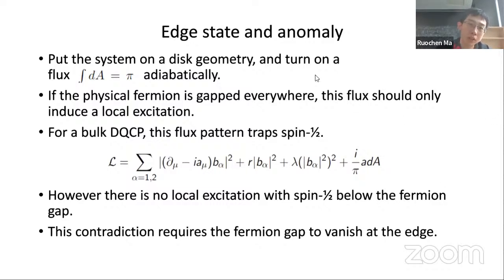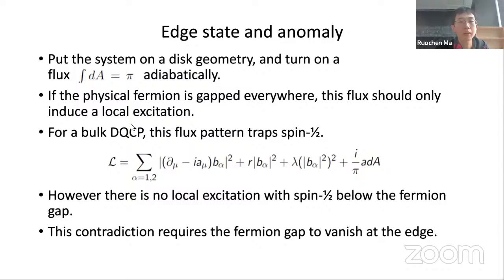So consider we put the system on a disk geometry and turn on adiabatically a pi flux. So if we assume the physical fermion is gapped everywhere, then the flux can only induce a local excitation, since roughly it is the fermion parity. If the fermion is gapped everywhere, both in the bulk and on the edge, we already know that at the transition the fermion is gapped in the bulk, and if it is also gapped on the edge, then this flux is invisible from far away, and it can only induce a local excitation.